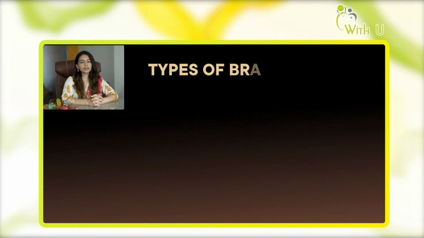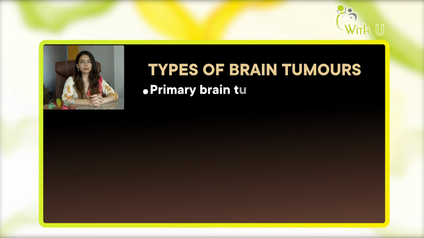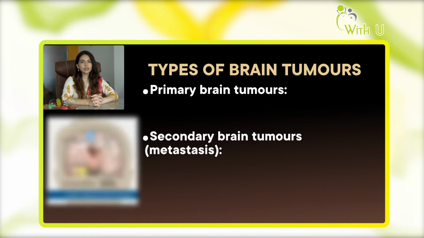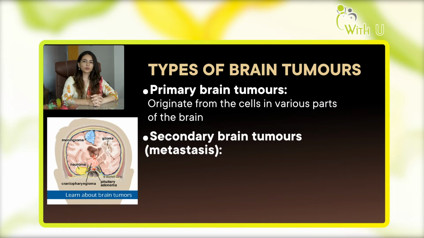Brain tumors can be classified into two types, primary brain tumors and secondary brain tumors, also known as metastasis. Primary brain tumors are the tumors which originate within the cells of various parts of the brain, like gliomas and meningiomas. They basically originate from glial cells, which are the supporting cells of the brain, or from the lining membranes of the brain, which are known as meninges, or the neuron cells.